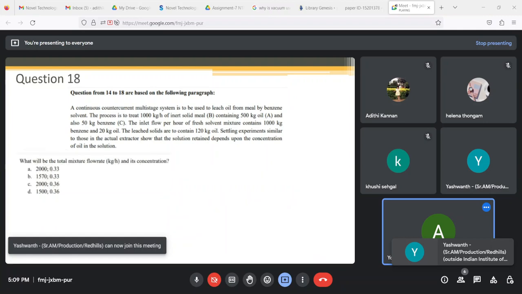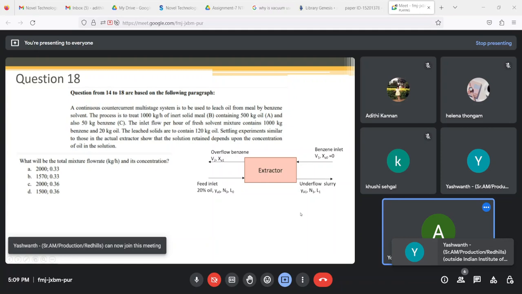The last question in this passage, what will be the total mixture flow rate and its concentration? So what do you mean by total mixture flow rate? So let's say this is the diagram of the extractor. You have two feeds coming in. One is the feed inlet, one is the benzene inlet. Then you have the underflow slurry that has minimal amount of oil left, and then you have the overflow benzene that has maximum amount of the oil that was extracted. So you have 4 streams.